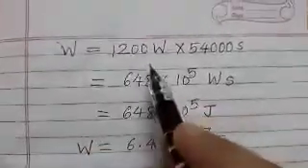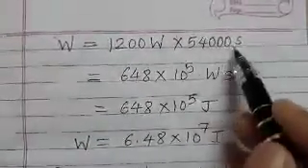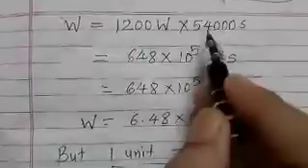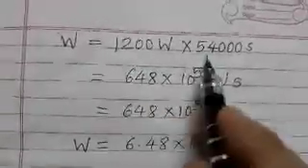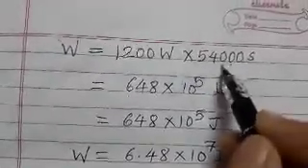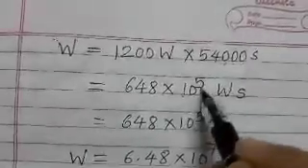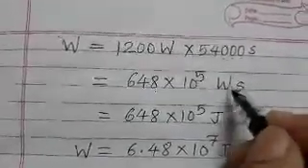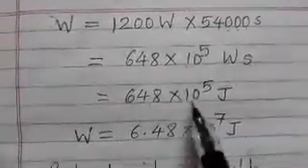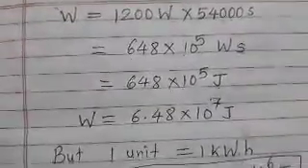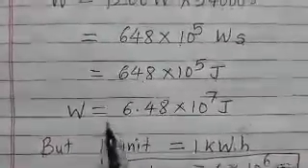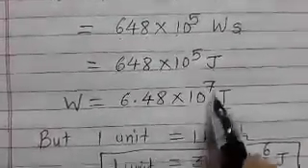We get 1200 into 54,000 seconds, and here we multiply this. 12 into 54 will be 648 into 10 raised to 5. See here, 5 zeros are there, so 10 raised to 5, and that will be watt second, and that is 648 into 10 raised to 5 joules. Watt second is joule, and again we will convert it to 6.48 into 10 raised to 7.